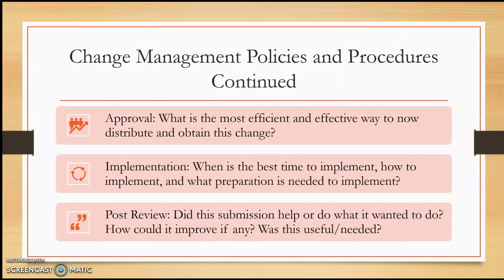Next, we have approval. That is to know what is the most efficient and effective way to distribute and obtain this change, and basically knowing if it's going to be a positive impact or a negative impact. Now, implementing it is the next step. When is the best time to implement this? How can you implement it? What are the preparations needed to implement it? Because this could be a really big change, and if people aren't prepared for it, then it's just going to fail if people aren't ready for it.